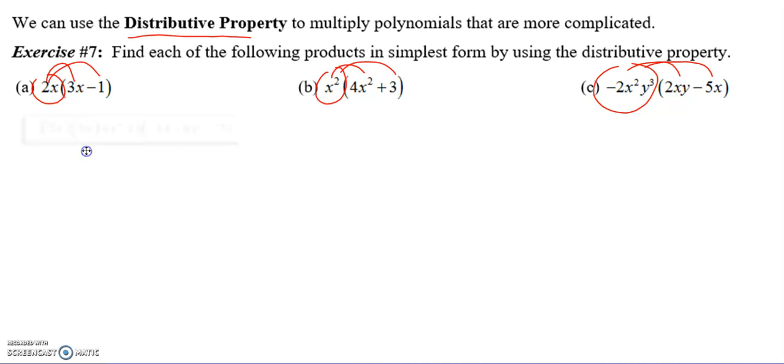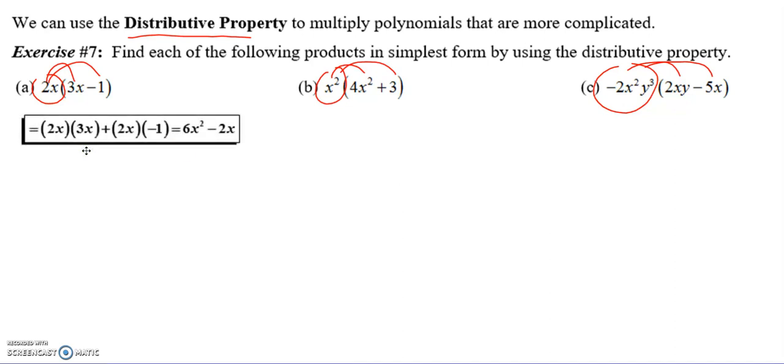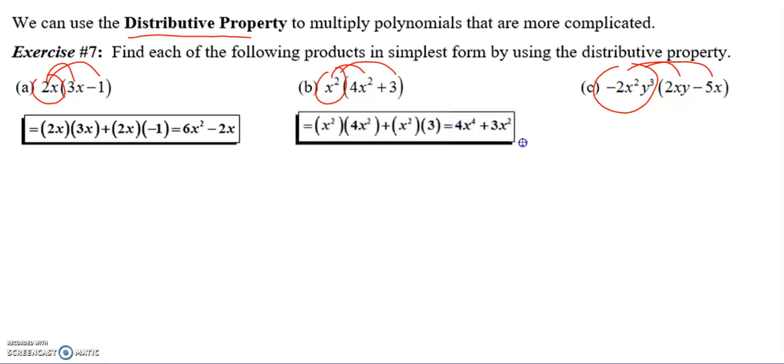All right, for part A, hopefully you got something like 6x squared minus 2, and you can see the work done right here. You don't really have to do all this work if you don't want to, as long as you show some distributing. Question B, again, you should have got 4x to the 4th plus 3x squared. Now don't try to add these last 2, those aren't like terms. This is the 4th power, this is the 2nd power, so you're done right there.